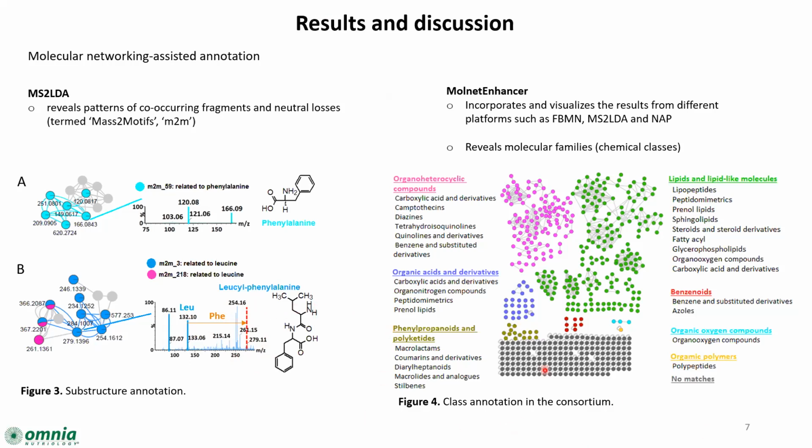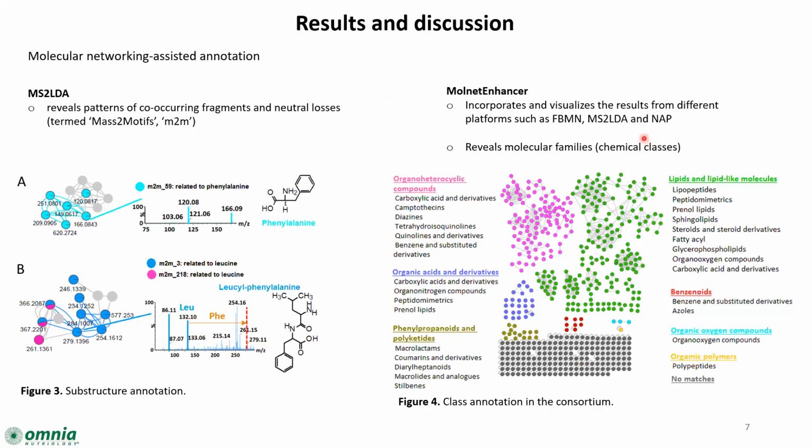Figure 4, on the other hand, is a MolNet Enhancer network, which shows the class annotations in the consortium. A MolNet Enhancer incorporates and visualizes the results from different platforms such as feature-based molecular networking, MS2LDA, and NAP.